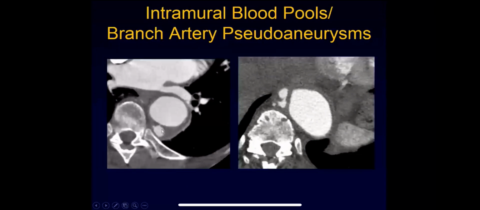You may sometimes see little pools of contrast within the intramural hematoma, or even over time when you're following these patients up, you may notice these pools of blood, and these are called intramural blood pools or branch artery pseudoaneurysms. They are thought to occur from injury to branch vessels, particularly the thoracic vessels, subcostal arteries, or even the lumbar vessels at branch points where they basically come off the aorta and not along the pleural surface.